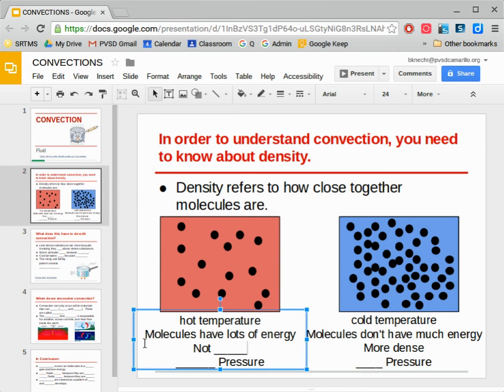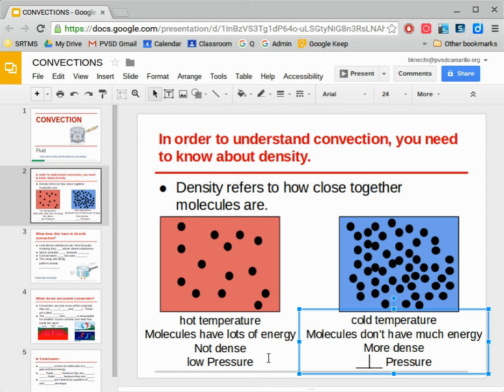Whereas when it was hot and they have all this energy, then they're not dense. Then the molecules spread out. Now, importantly, when these molecules are all spread out, it means that there's very low pressure because their molecules are all spread around. As opposed to when it's cold out and all those molecules are together, they're all really tight, they're all really tense and close together, then we do indeed have an area of high pressure.